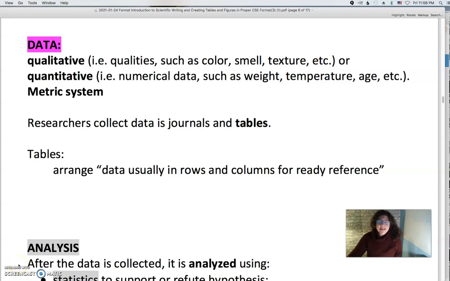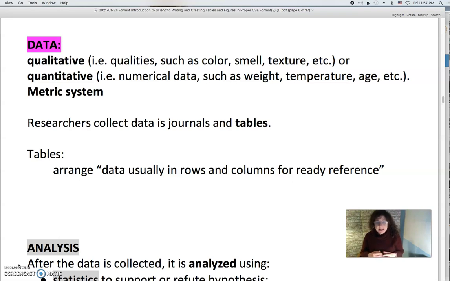Hi everyone, we are on to the data section of scientific papers, and as you probably know, data can be qualitative, which generally relates to sensory data that you pick up about the smell of a sample or the texture of a sample or the color of a sample, or quantitative data, which is measured numeric data. We use the metric system when we do those measurements. Researchers collect that qualitative or quantitative data in journals or in data collection tables.